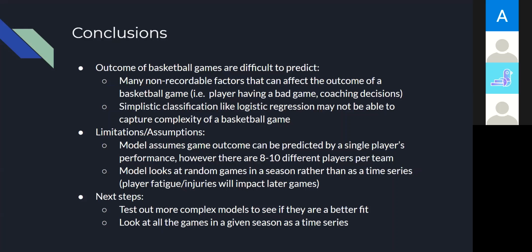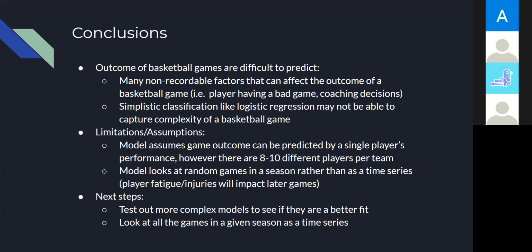So conclusions, we learned that outcomes of a basketball game are difficult to predict. There are many non-recordable factors that can potentially affect the outcome of a basketball game. For example, a player could be having an off game or coaching decisions that could change the flow of a game. Furthermore, simplistic classification like logistic regression may not be the best to fully capture the complexity of a basketball game.